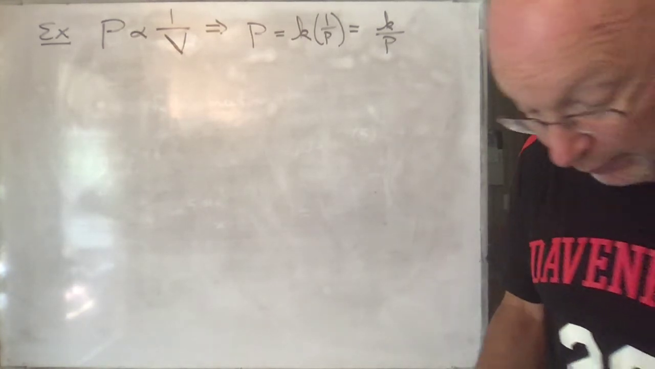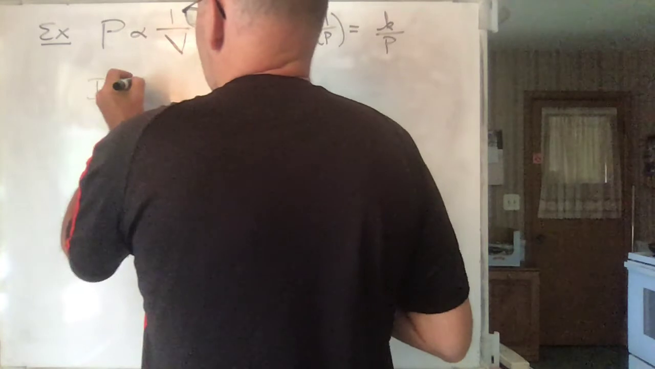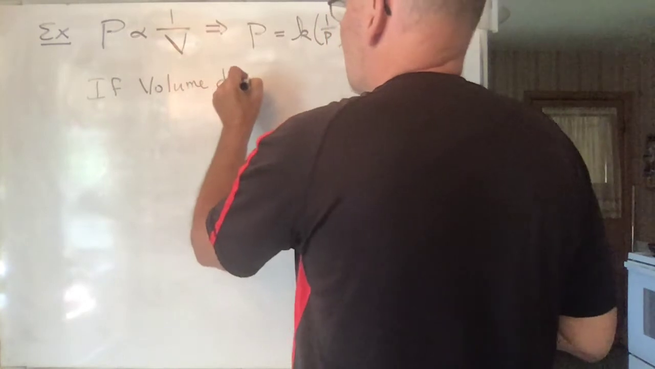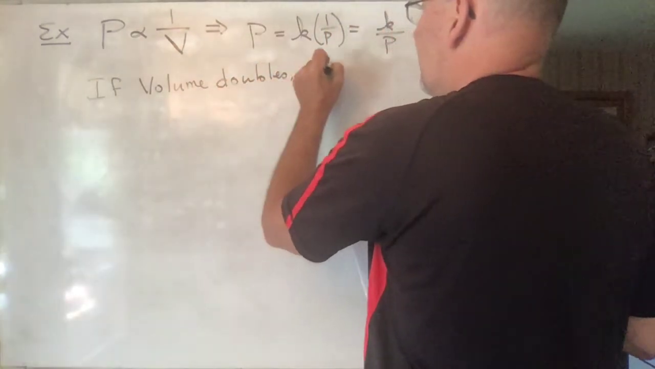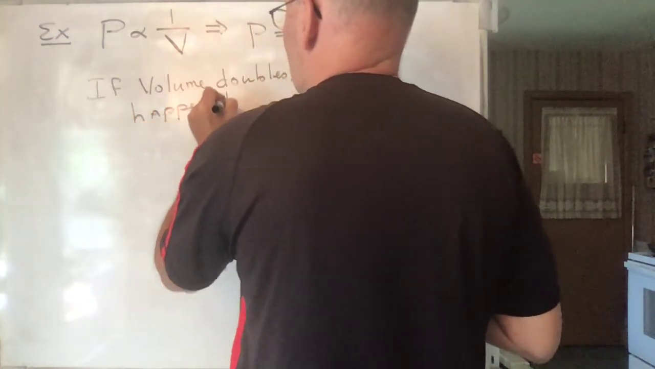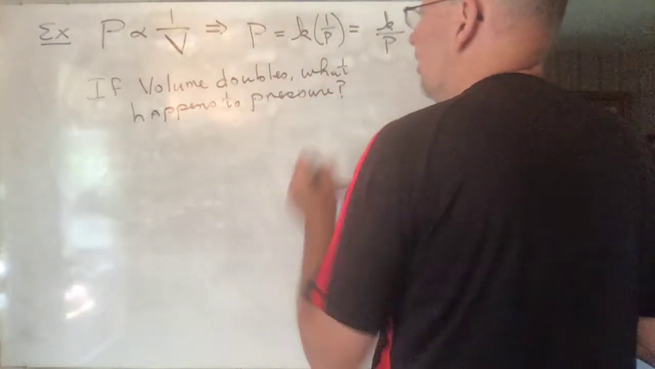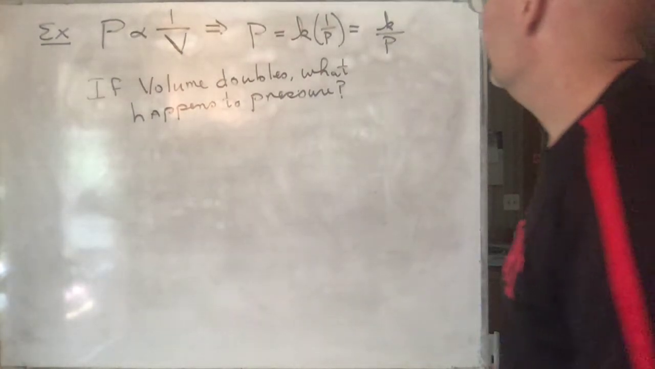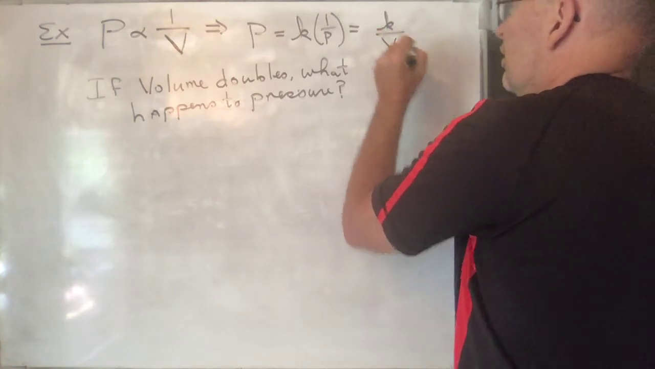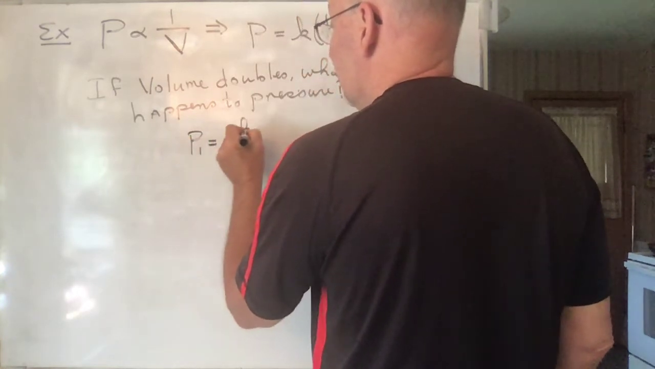And so given that relationship, let's answer this question. If the volume doubles, what happens to the pressure? Let's do this one as before. Oops, I should have had a P there. I could have started off by saying here's the original situation.